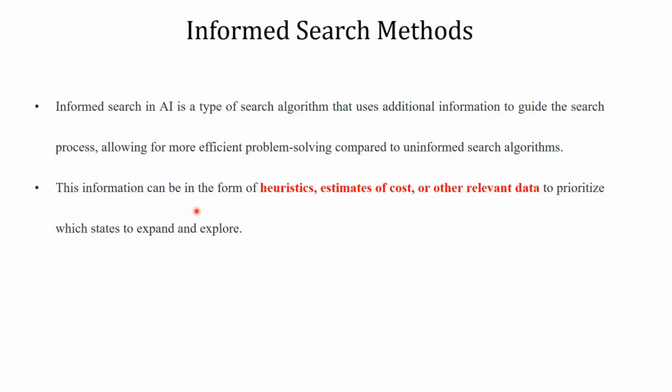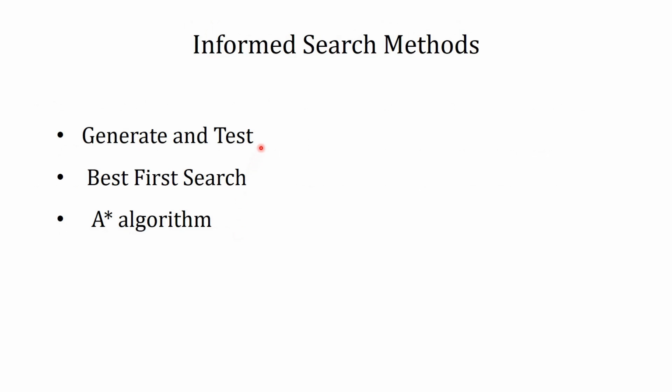This information can be in the form of heuristics, estimates of cost, or other relevant data to prioritize which states to expand and explore. These are the three informed search methods we will be discussing. Number one, generate and test; number two, best first search; and number three, the A-star algorithm.